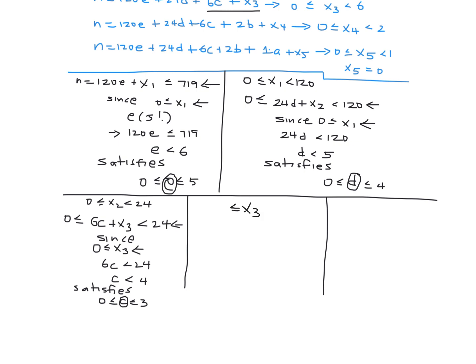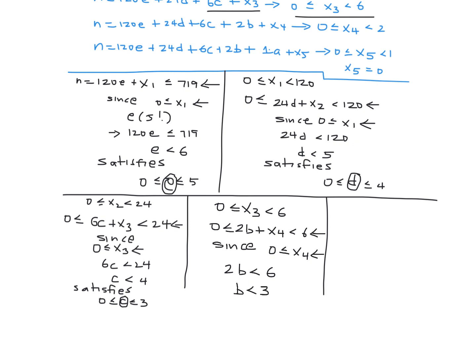x3 we know is going to be between 0 and 6. That's from up here. But x3 was representing 2b plus x4. And since we know that x4 is greater than or equal to 0, we can deduce that 2b is less than 6. Combining that with that, divide through by 2, and therefore b is less than 3. And that satisfies the parameter that b is less than or equal to 2, greater than 0.